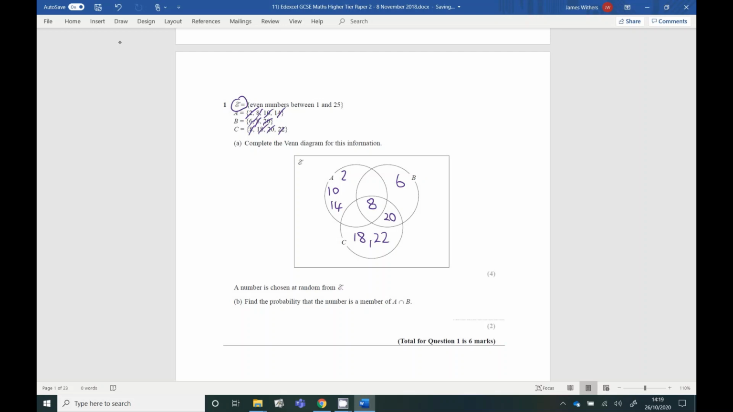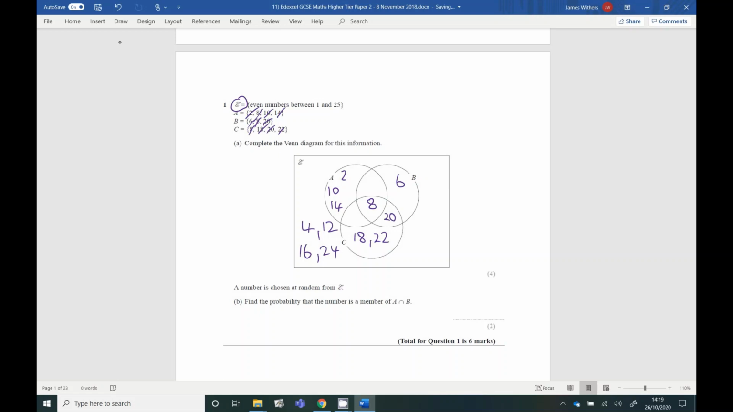So starting off with 2, we need to have 4, we've had the 6, 8, 10, we need the 12, we've had the 14, we need the 16, 18, 20, 22 and 24. So there's our Venn diagram.